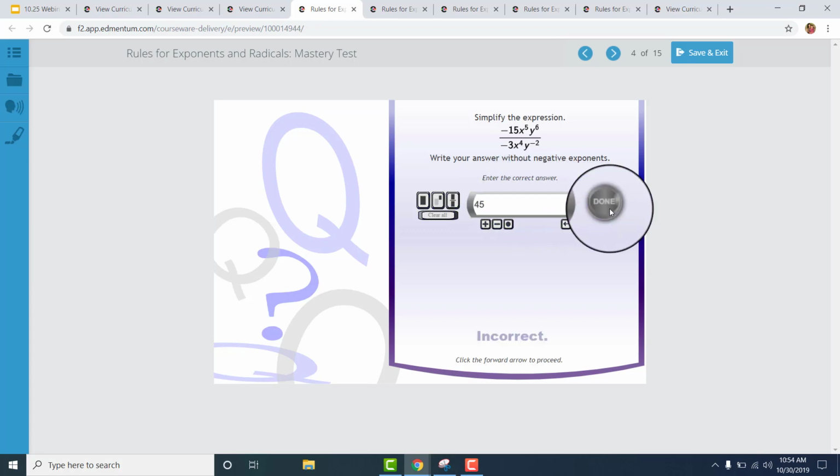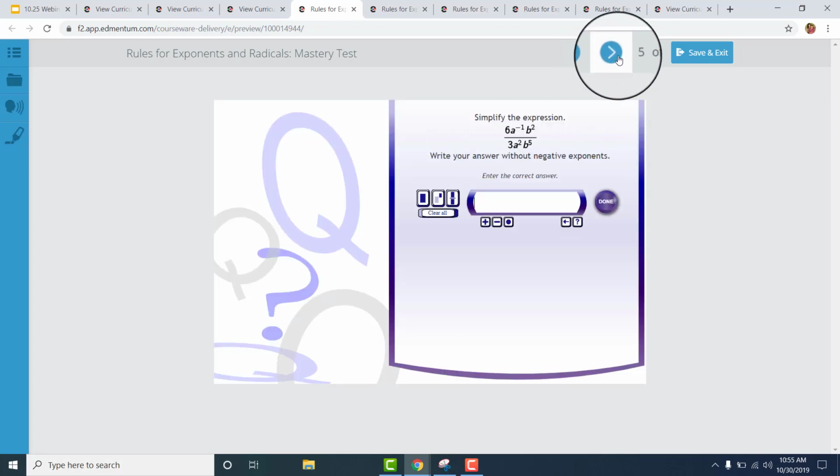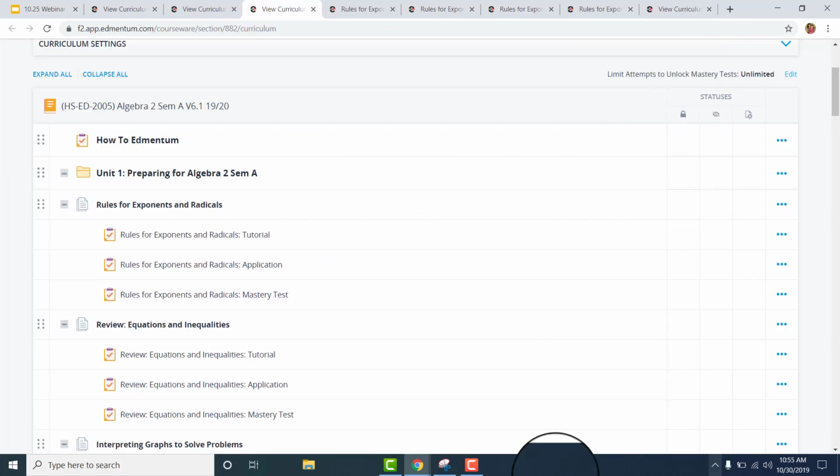Students will enter their response here. However, they will only be given one opportunity to answer because it is the mastery test and it is graded, and they will not be given the correct answer. They will simply move on to the next problem. Once they are complete, they will click Save and Exit, and they must click Save and Exit for every item in each module in order to save their work and progress.